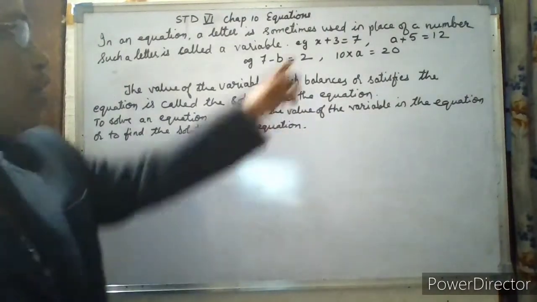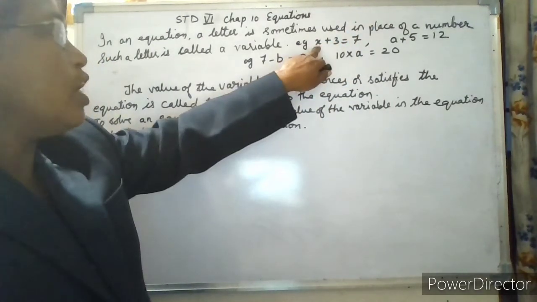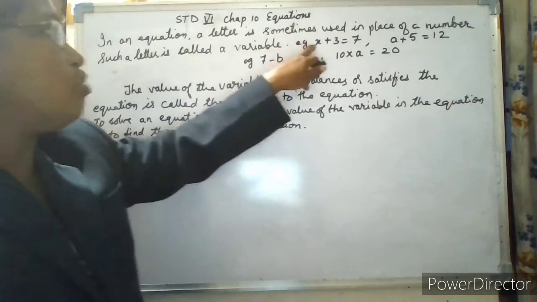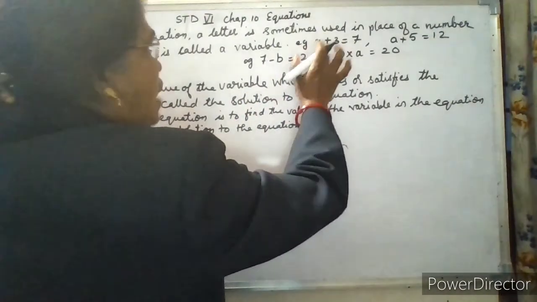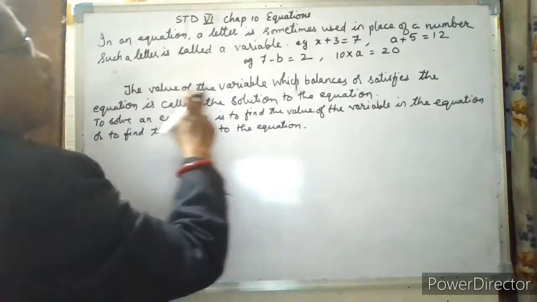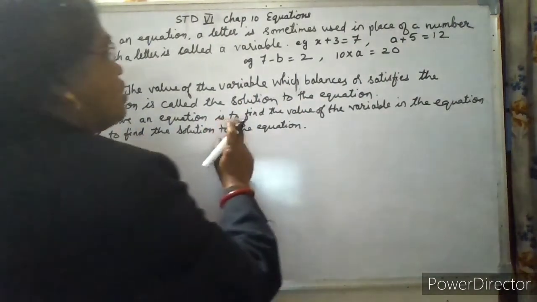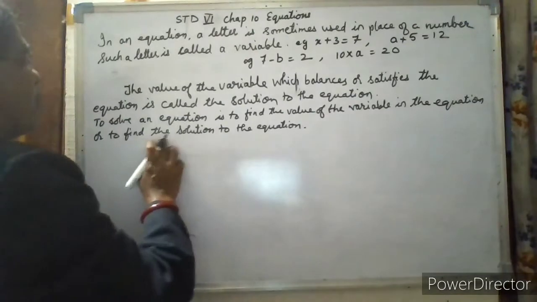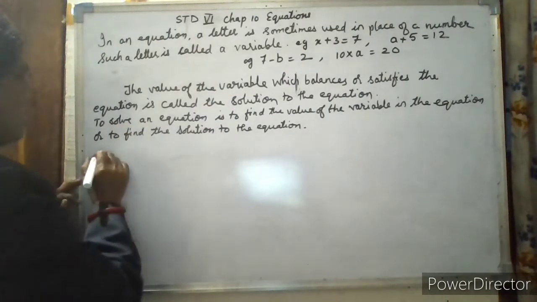For example, see, I have taken the example x plus 3 equal to 7. So here in place of x, 4. 4 plus 3 equal to 7. So 4 is the solution of this equation. 4 is the value of x and that is the solution of the equation. So the value of the variable which balances or satisfies the equation is called the solution to the equation. To solve an equation is to find the value of the variable in the equation, or to find the solution to the equation.